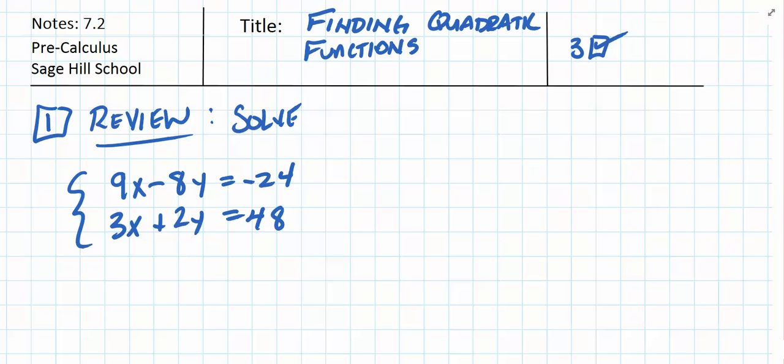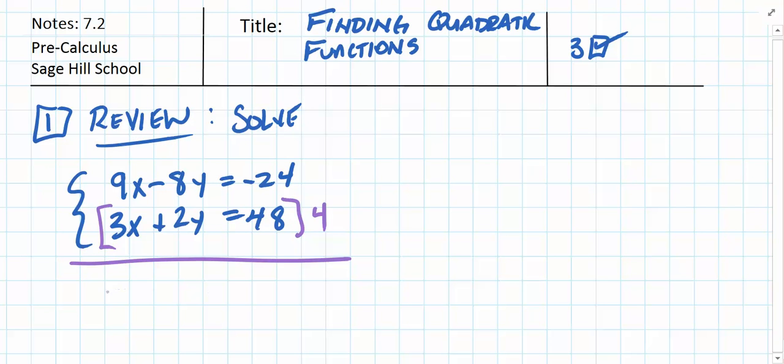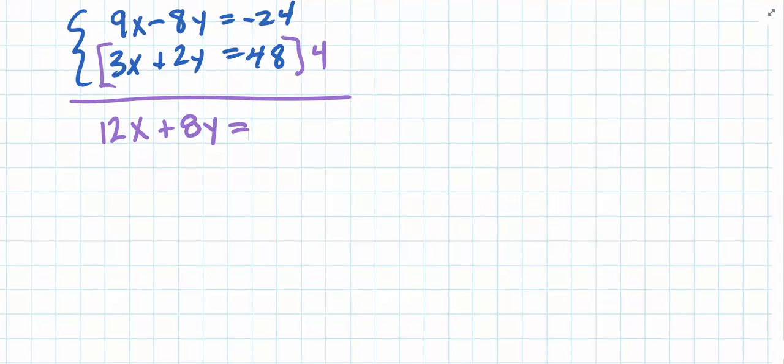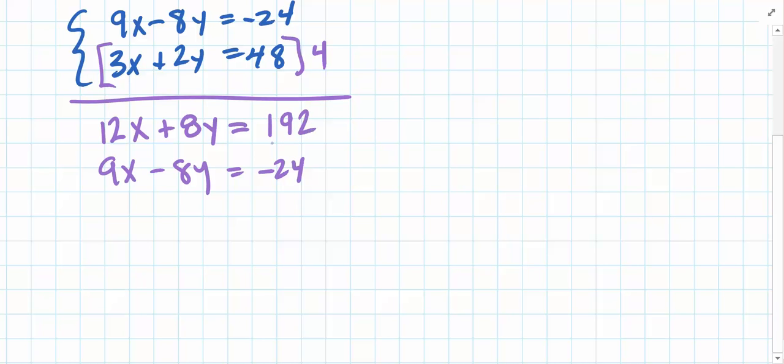Toby, walk me through it, buddy. So you chose to get rid of the y's. Okay, awesome. And you multiply the bottom equation by 4. Okay, what did that give you? That gave me 12x. Or do you want the end solution? No, yeah, just tell me step by step. Right, so then that was 9x minus 8y equals -24. And then you add that to 12x plus 8y equals 192. Okay, good.